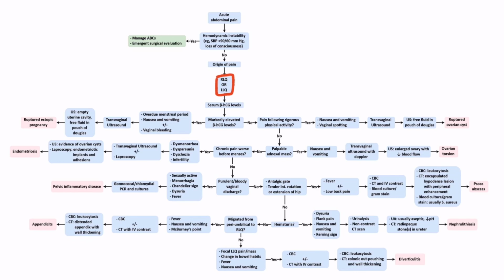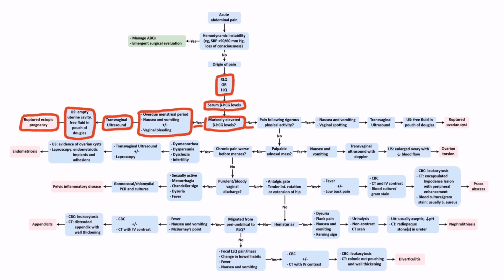Let's begin. When a female patient presents with lower quadrant pain, serum beta HCG levels must be collected first. If this is markedly elevated, accompanied with an overdue menstrual period, nausea and vomiting or vaginal bleeding, transvaginal ultrasound must be conducted right away. An empty uterine cavity with free fluid in the pouch of Douglas confirms a ruptured ectopic pregnancy.